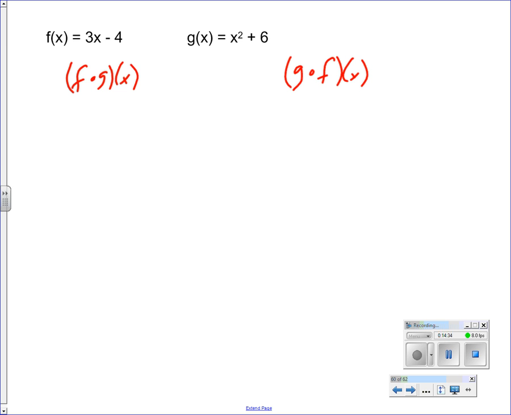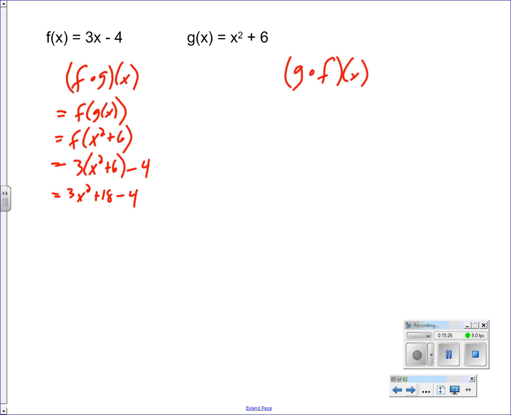Here we're going to evaluate the entire rule, just like we did for the sum, difference, product and quotient of functions. We're going to find the function f composite g of x and the function g composite f of x. The way we find it is the same as before. For the first one, we take the g function and plug it into the f function. Our g function is x squared plus 6, and that becomes the input for our f function. Everywhere there's an x in f, we replace it with x squared plus 6. We simplify, and we get for our function rule f composite g at x, 3x squared plus 14.